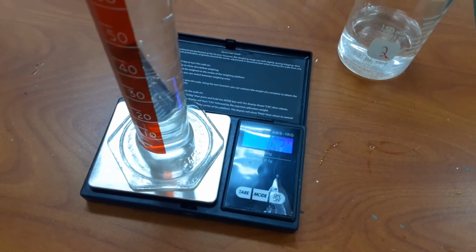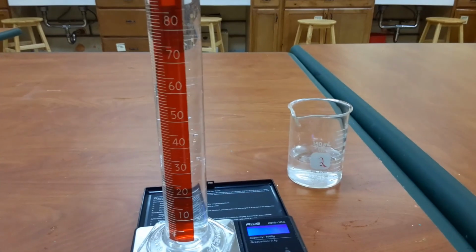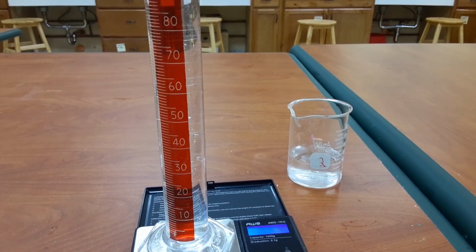So what you can do now is draw a graph, and then the slope of the graph should give you the density, because the y-axis has mass on it, which is grams. The x-axis has volume, which is in centimeter cube. So the slope should be gram per centimeter cube, which is a unit for density.